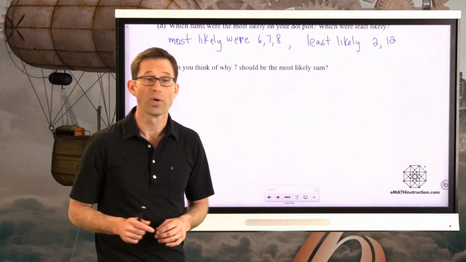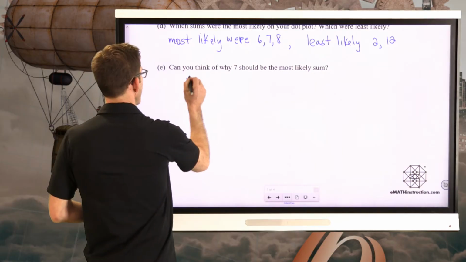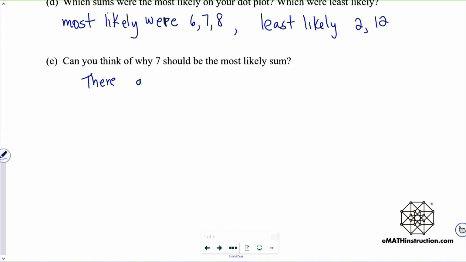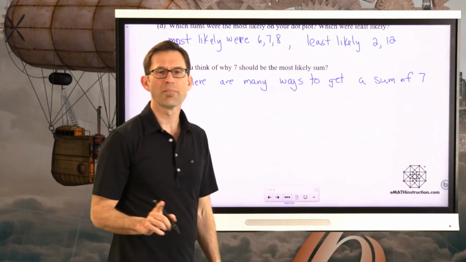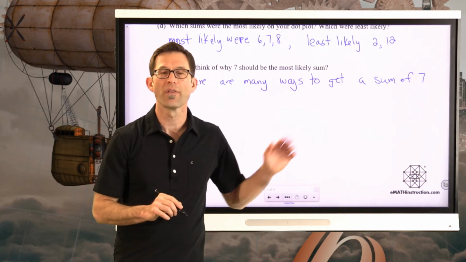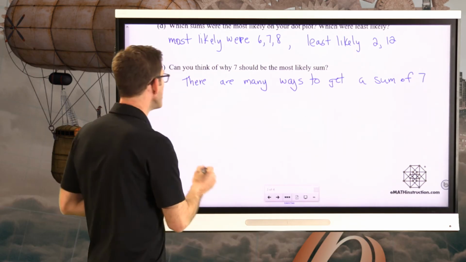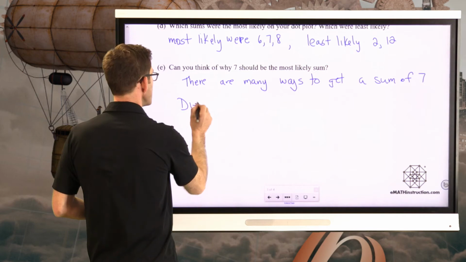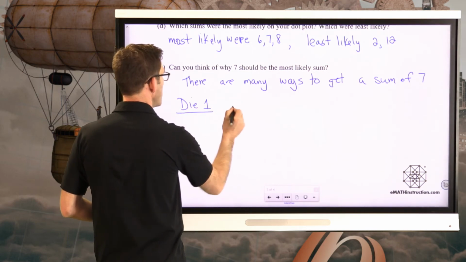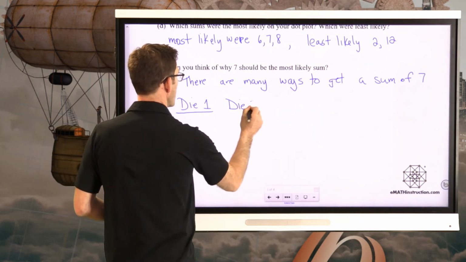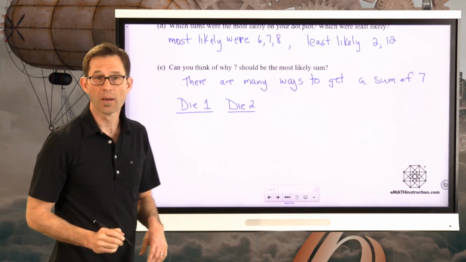Well, it basically boils down to this. There are many ways to get a sum of 7. Right, so think about this. And by the way, it's even maybe more subtle than that, right? Because remember, you have 2 die, right? So let's say you had die number 1 and die number 2, right? How could you get a sum of 7?